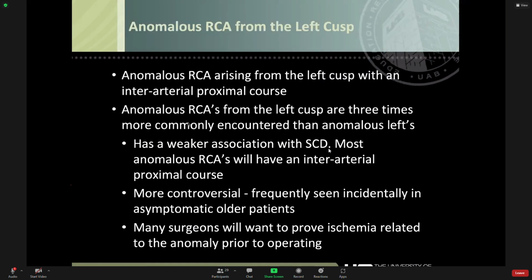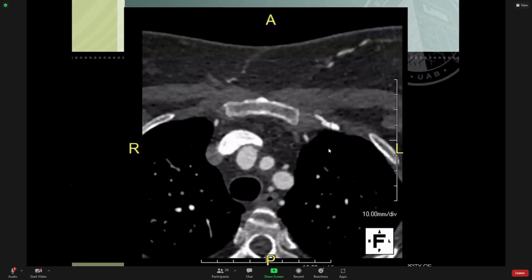All right, so anomalous rights, they arise from the left cusp, typically with an interarterial proximal course. They're 3 times more common than anomalous lefts. There's a weaker association with sudden cardiac death. It can occur, but a lot of times it doesn't. It's more controversial. Many surgeons will want to prove ischemia related to the anomaly prior to actually doing a surgery to fix it.